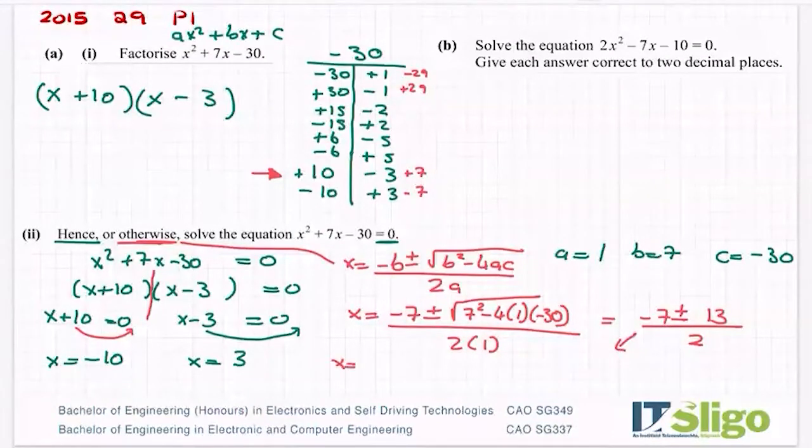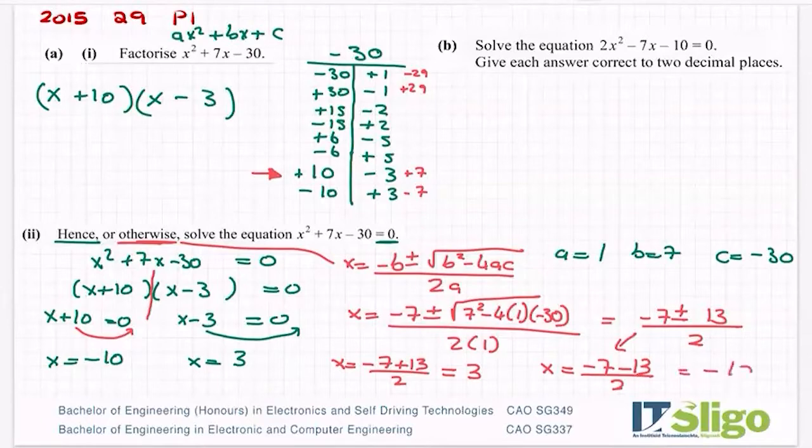So your first answer comes from minus 7 plus 13 all over 2. And that's 6 over 2, which is 3. And the other answer comes from minus 7 minus 13 all over 2. Minus 7 minus 13 is minus 20, divided by 2 is minus 10. Okay, so not surprisingly, you get the same answer. So that's the hence this way, that's the otherwise. And you can see you get the same answers and the same marks.